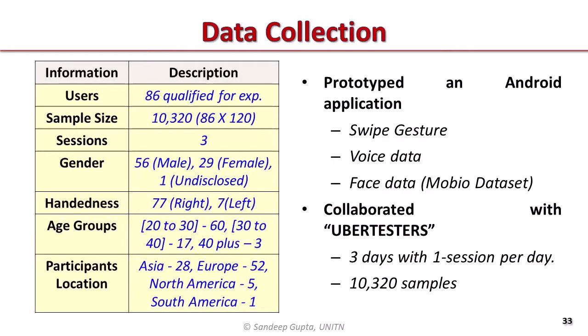We developed a customized Android application to collect swipe gestures and voice data. We outsourced the data collection activity to UberTesters, a crowdsourcing platform, to collect these two modalities in the wild, that means in an unsupervised environment. We collected 10,320 samples over 3 days with 1 session per day. For face data, we relied on the mob.io database. We augmented them to form a single dataset as these three modalities are mutually independent of each other. The dataset contains data from 86 users, having 56 males, 29 females and 1 undisclosed. You can observe the slide for more information related to the collected data.